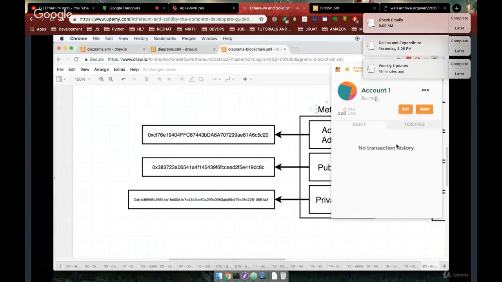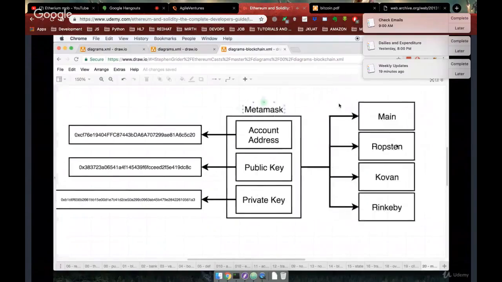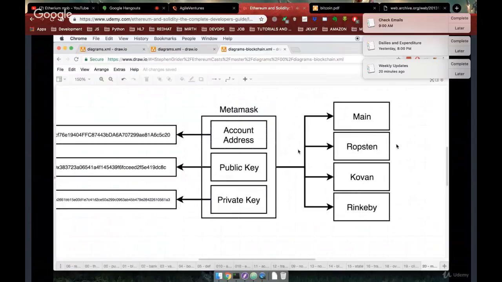You'll notice right now that I'm on account CF76, and I'm connected to the Rinkeby test network. If I change my network over to the main Ethereum network, and we'll let the thing load up, when I change it over, you'll notice that my account address is still identical. So in other words, we only are ever going to work with one account, but that one account is going to connect to all the different Ethereum networks that are out there. And remember, some of the big ones to remember are the main network, Ropsten, Kovan, and Rinkeby.